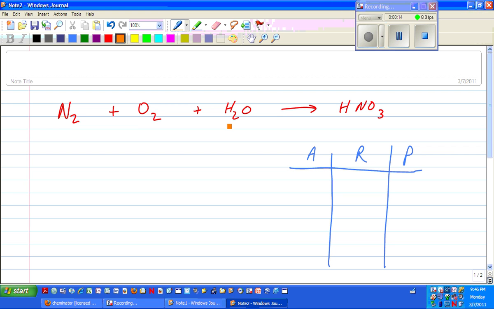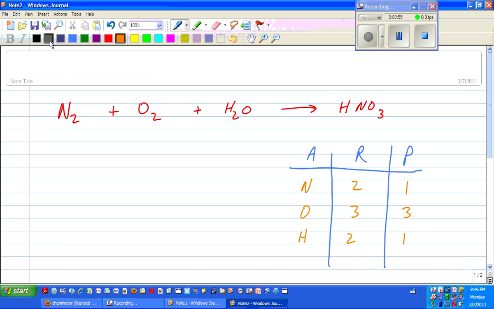Nitrogen reacting with oxygen and water to produce nitric acid. This combination reaction has some nitrogen, some oxygen, and some hydrogen. So at this point we can go ahead and count up our atoms on each side. I've got 2 nitrogens on the reactant side, 1 nitrogen on the product side. I've got 3 oxygens, 2 here, 1 there, on the reactant side, 3 oxygens on the product side, and then I've got 2 hydrogens on the reactant side, 1 hydrogen on the product side. So my oxygens are balanced, my hydrogen and my nitrogen are out of balance.